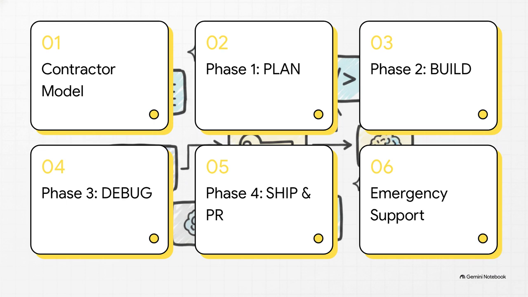Here's our roadmap for this explainer. We'll hit the contractor mental model first, then move through Phase 1, Plan, Phase 2, Build, Phase 3, Debug, and Phase 4, Ship and PR. Finally, we'll wrap up with Emergency and Maintenance.